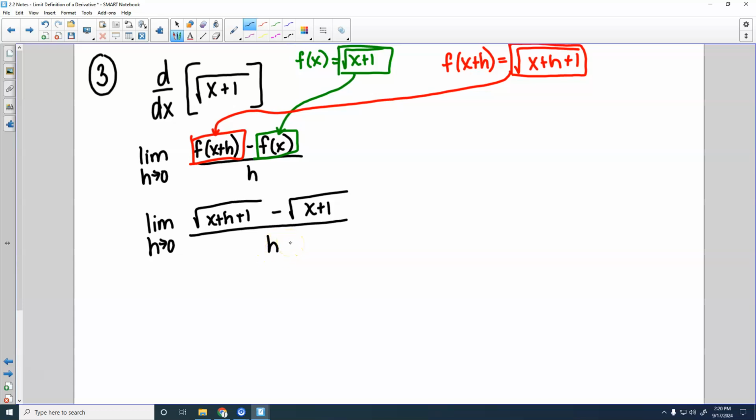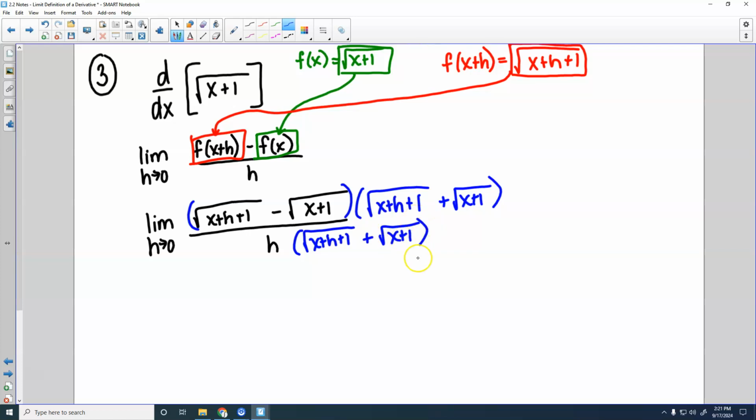And if you plug in 0 right now, you will get 0 over 0, so we are not done solving this limit. What are we going to have to do? We cannot square the top and bottom. We have to multiply by the conjugate. So we are going to multiply by square root of x plus h plus 1 plus the square root of x plus 1. And when we do that, we have to multiply on the top and the bottom. Like that.